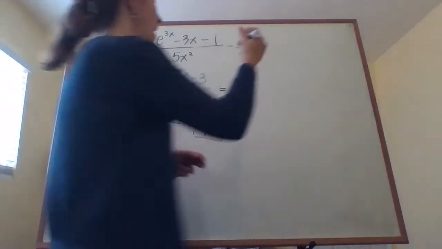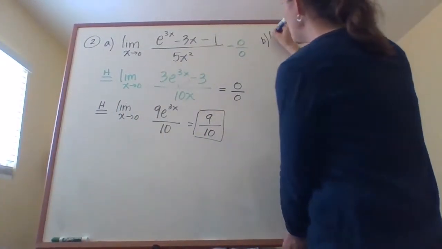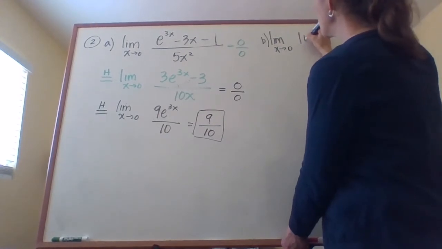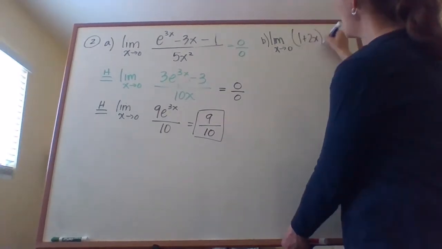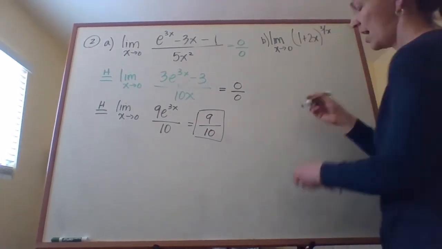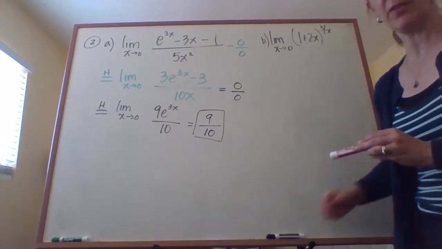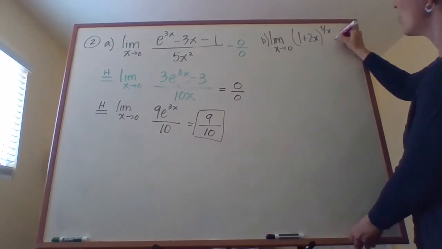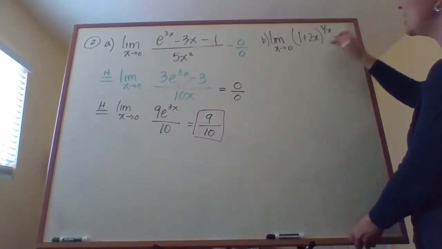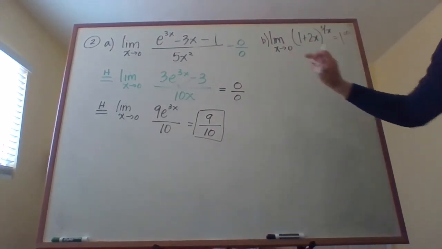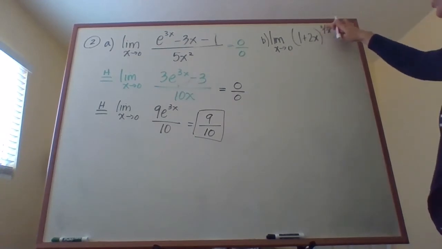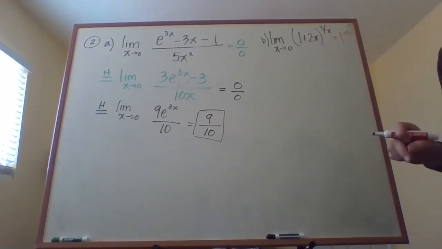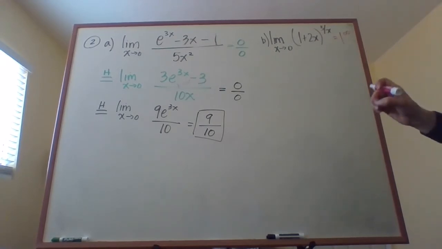Okay, let's take a look at 2b. 2b was an indeterminate power. We were looking at the limit as x approaches 0 of 1 plus 2x to the 3 over x. If I take the limit of this as x approaches 0, I'm going to get 1 to the power of infinity. Because remember, x never equals 0, it just approaches. And 3 over something going to 0 is going to go to infinity. So this tells me that this is an indeterminate power.